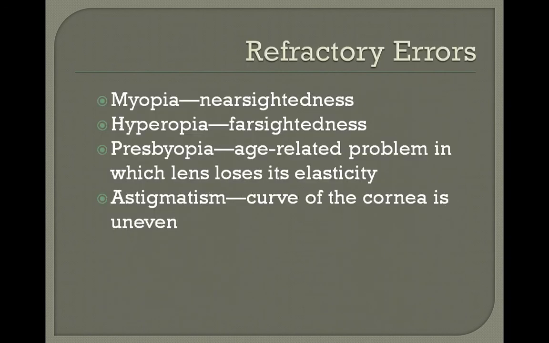Now, another term that's not on here is strabismus. And strabismus is a condition when a person cannot consistently focus two eyes simultaneously on one object.